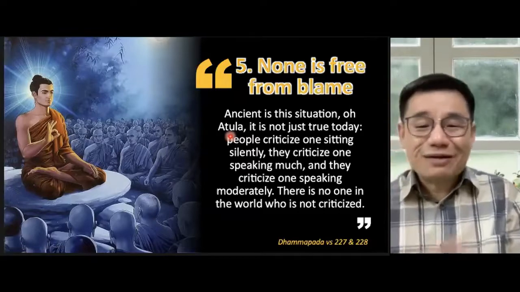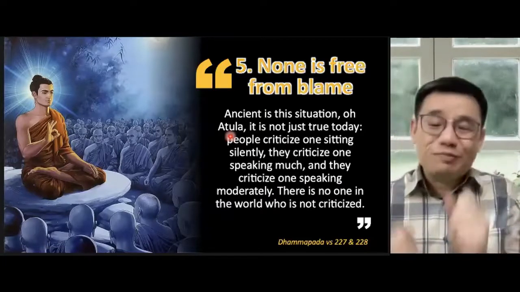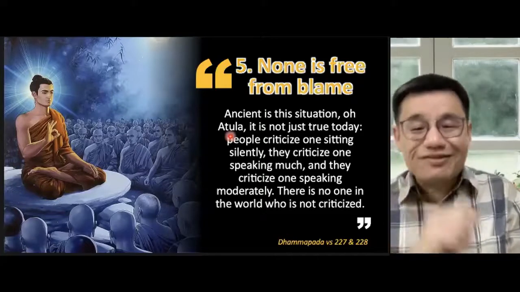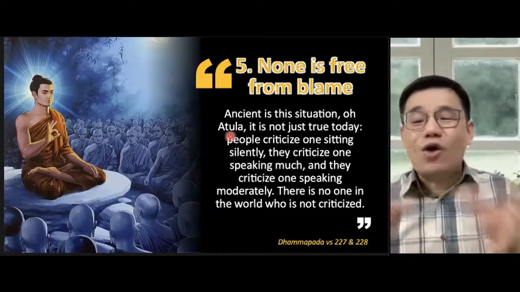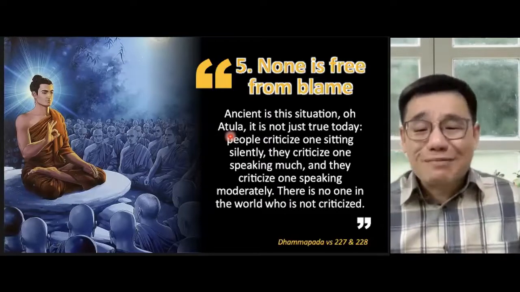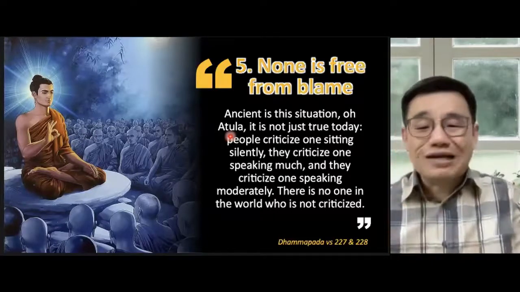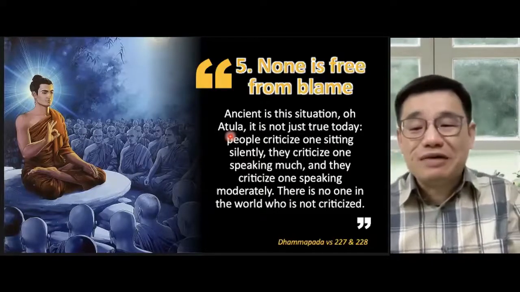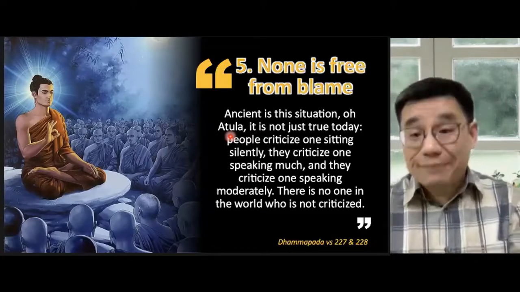Sometimes you get a little bit disappointed that you're trying your best to help people, and then people will complain. But as I reflect on this Dhammapada verse, I feel calmer. I regain my composure. I regain my equanimity. I think even the Buddha was blamed as well. Even the Arhats were blamed as well. Even a lot of monks and nuns are blamed. So that is the nature of the world. Nobody is free from blame.